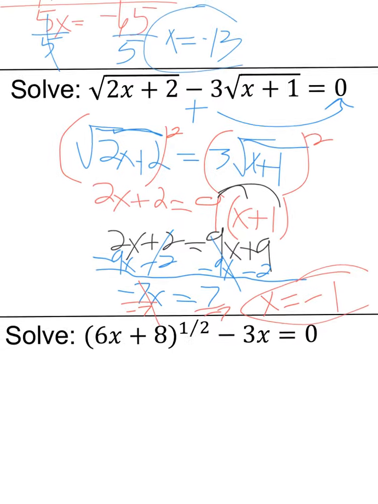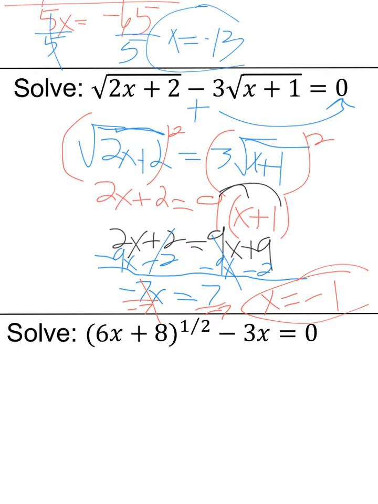Alright. So yeah, the key there on that one was normally when you square both sides, you're just left with what's inside the radical. But if there's something on the outside of the radical, don't forget to square that as well. That's why the 3 became a 9.